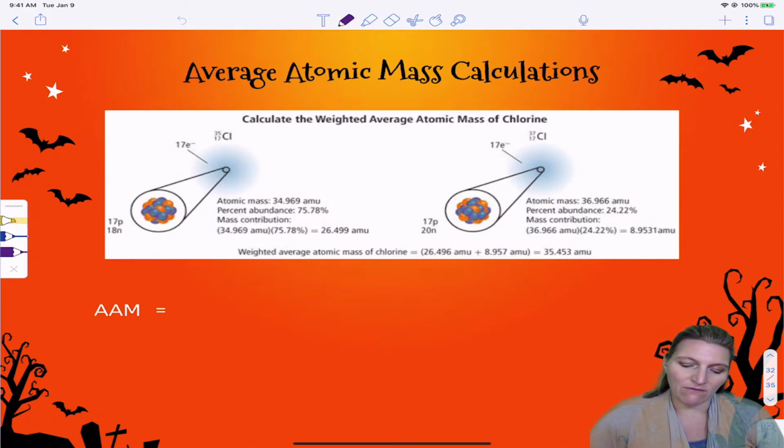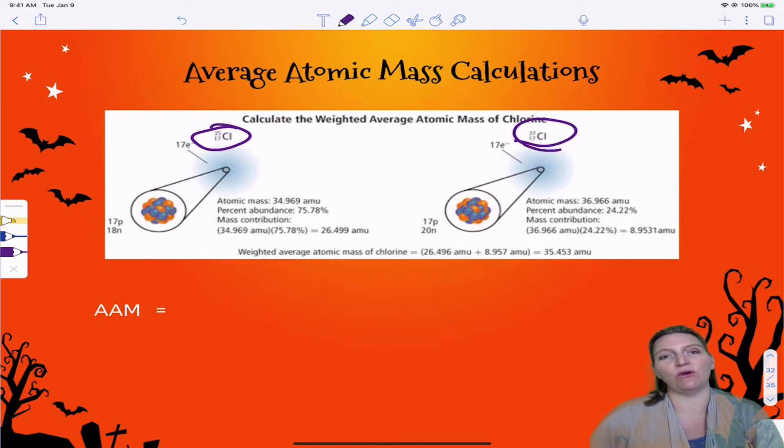So the graphic that you have on the page in front of you shows how we calculated the average atomic mass of chlorine. So chlorine has two isotopes. This guy is chlorine 35, and chlorine 35 means that it has 17 protons and 18 neutrons, and chlorine 37, 17 protons and 20 neutrons. And so therefore they would have different masses. Those isotopes would have different masses. But they also have different percent abundances. Chlorine 37 exists less frequently in nature. So therefore, it should count less towards the average atomic mass.